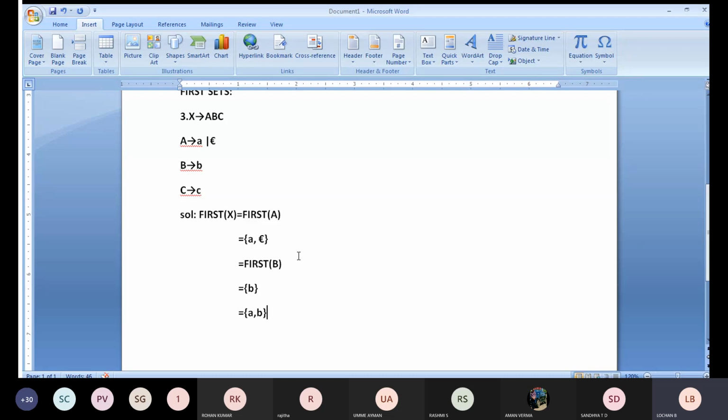Why I have not taken C: if epsilon had been there in the B part, I would have continued the production to calculate C. In the B production, we need to concentrate on the terminal part. Only small b you got, so I am going to stop the solution there. Finally, I conclude first of A plus first of B, so you get the result A comma B. Have you understood, or shall I explain it once again?